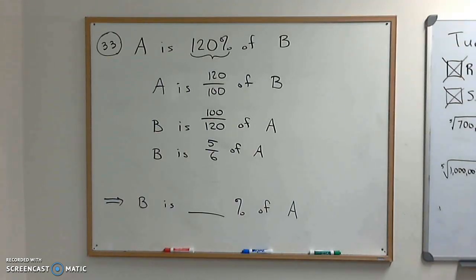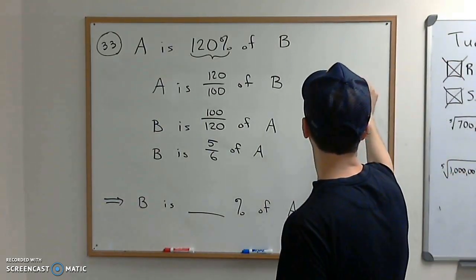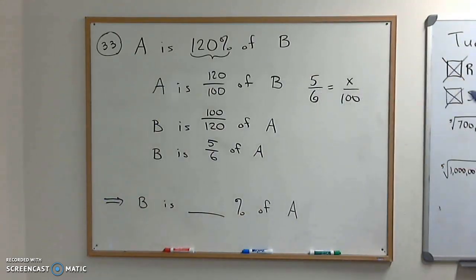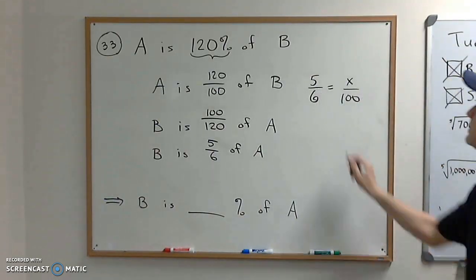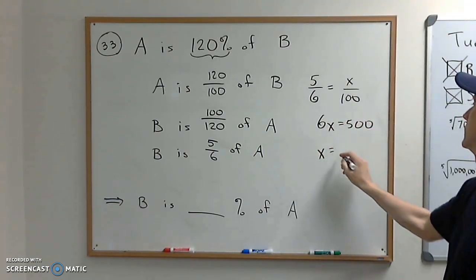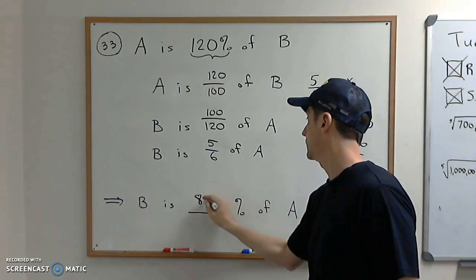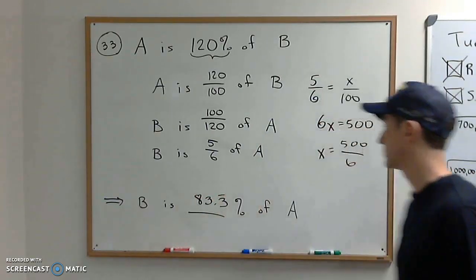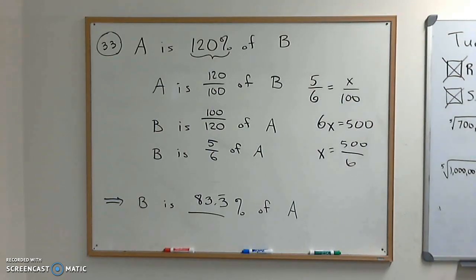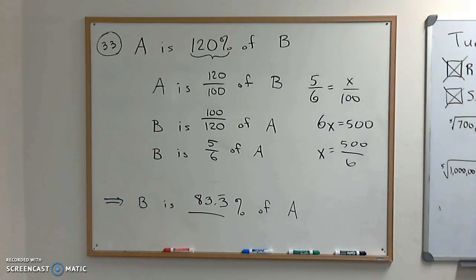Okay, and now we just need to turn 5/6 into a percent. Okay, so how do we do that? 5/6 equals what over 100? We cross multiply. 6x equals 500. X equals 500 over 6. You're going to get 83.3%, which is also a nice conversion to memorize, by the way.